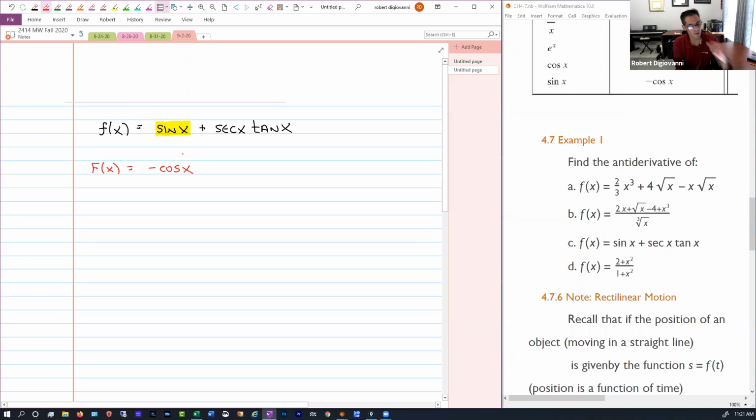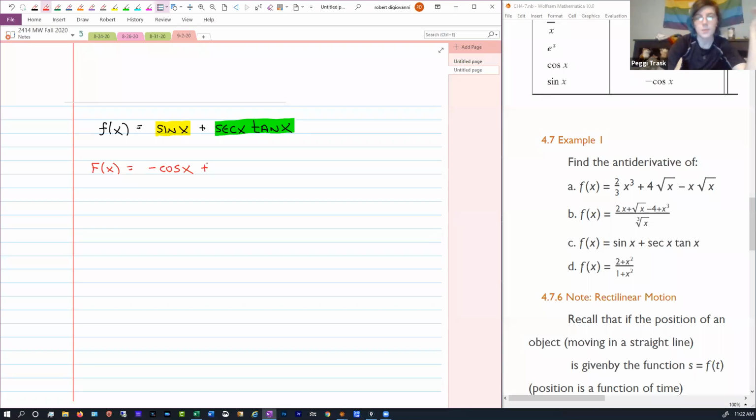And then same thing, do you know what the antiderivative of secant x times tangent x is? Do you remember from Cal 1 what you take the derivative of that gets you that? Not really. Okay, so you would have to go off your formula sheet.